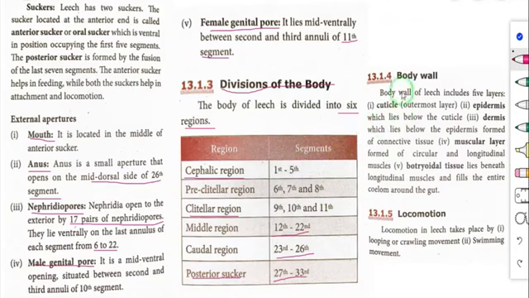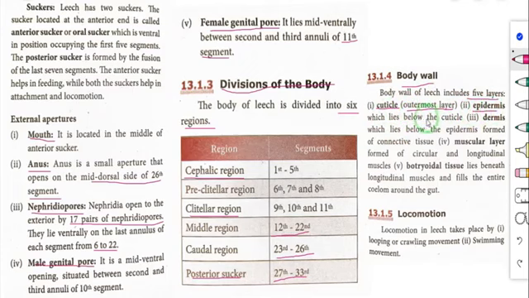The next one, body wall. The body wall of leech includes 5 layers. The first layer is known as the cuticle layer, that is the outermost layer. In our body, skin is the outer covering. Like that, the body wall of leech has 5 layers. The first layer is known as cuticle, that is the outermost layer.